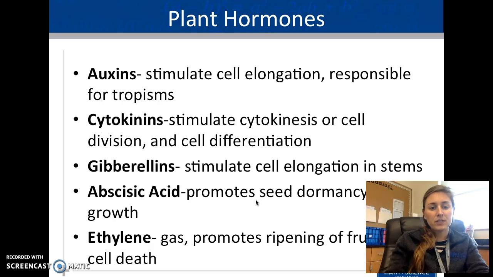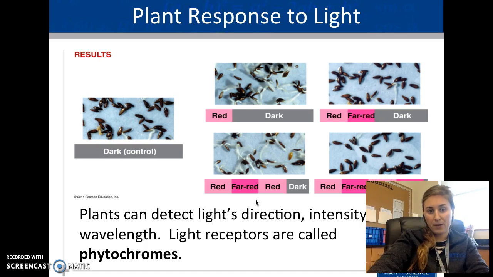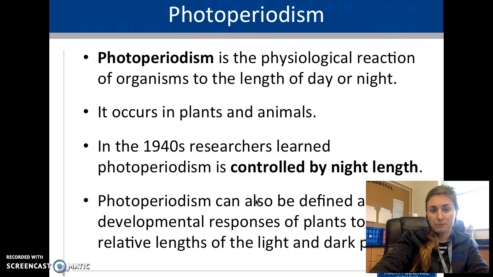There's a bunch of different hormones that plants have. You don't need to memorize these, but what you should know is that hormones work in a signal transduction pathway just like in a human pathway. So with phototropisms, we see that plants can detect light's direction, intensity, and wavelength, so the color of light, and the receptors are called phytochromes, and then they set off that signal transduction pathway.